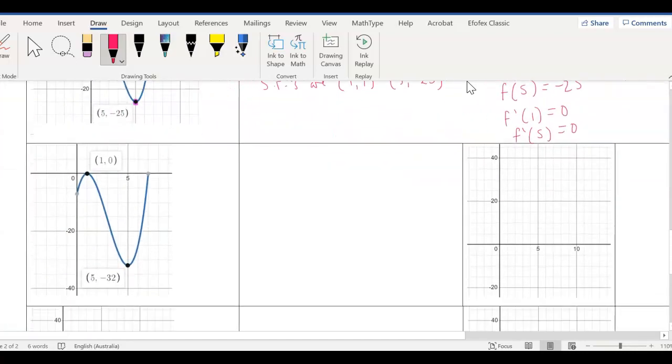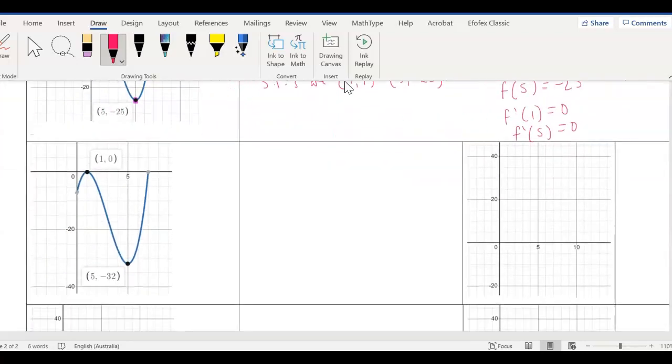This one here has just been shifted down 7. I should probably use f of x, so let's choose g of x. Basically, g of x is equal to f of x minus 7. So it's going to be x cubed minus 9x squared plus 15x minus 7.